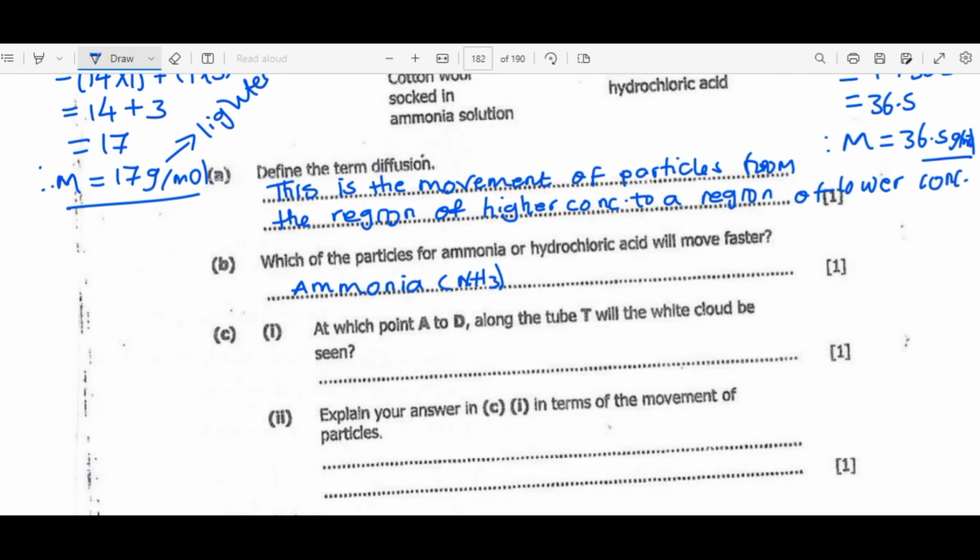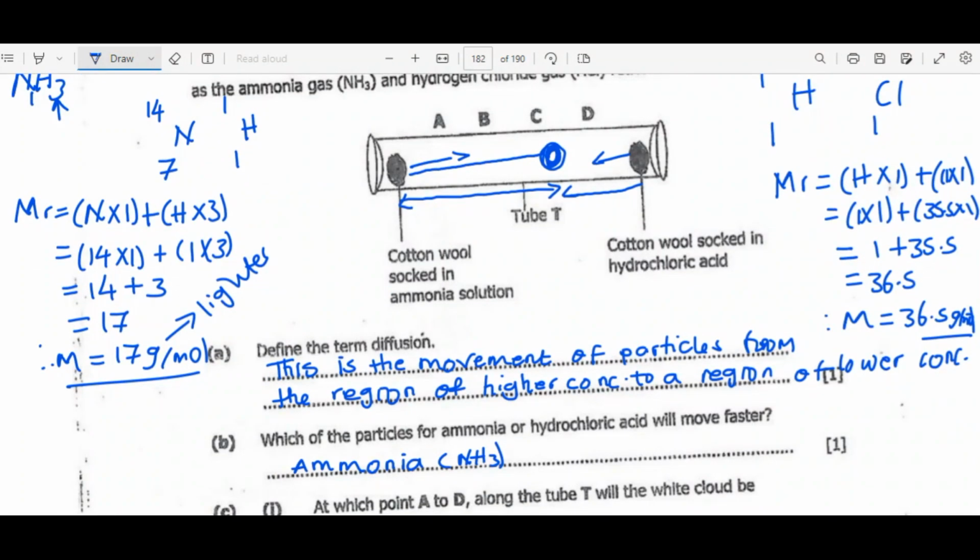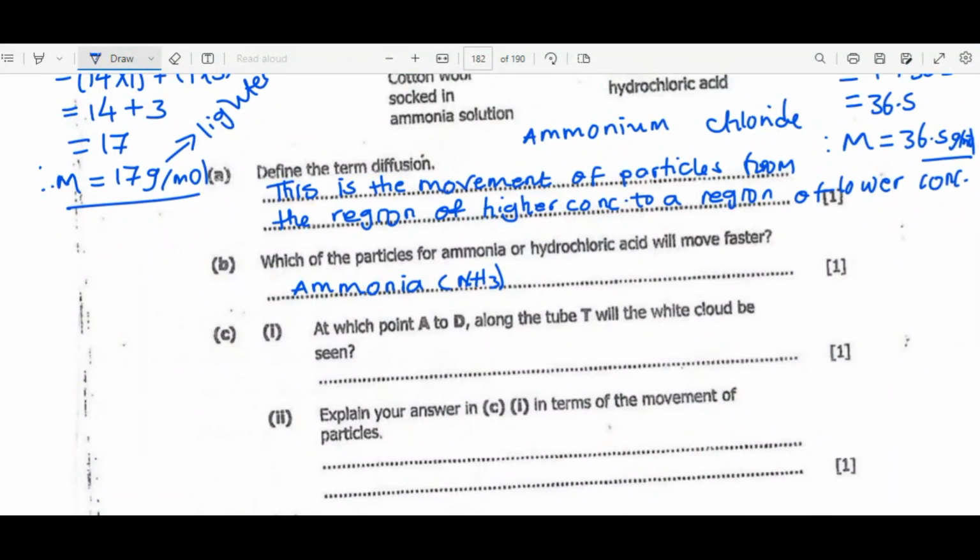Then question C1, at which point A to D along the tube will the white cloud be seen? The white cloud is the ammonium chloride. The ammonium chloride is the product that will be produced when the ammonia reacts with the HCl. So this simply means which point would you expect the two reactants to collide so that they produce the white cloud. So we can say between C and D. Explain your answer.